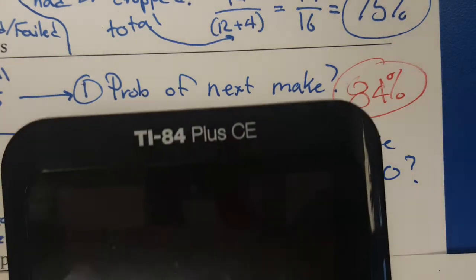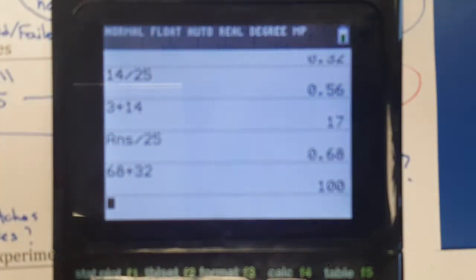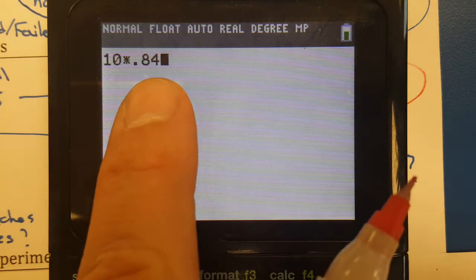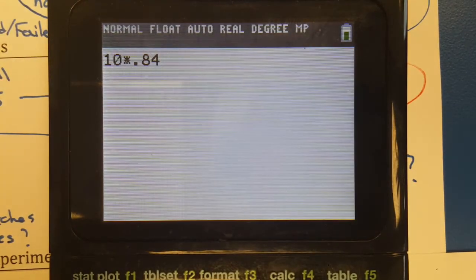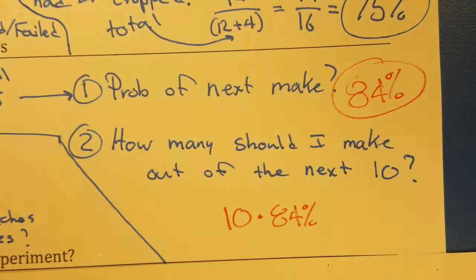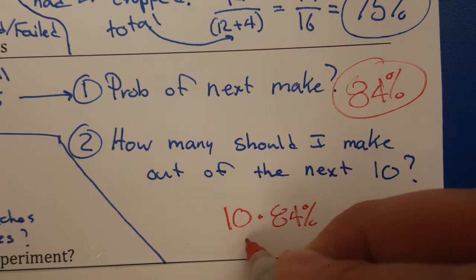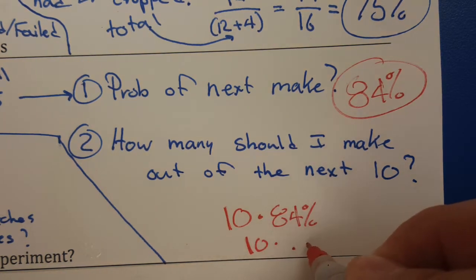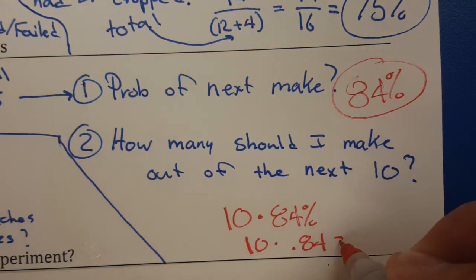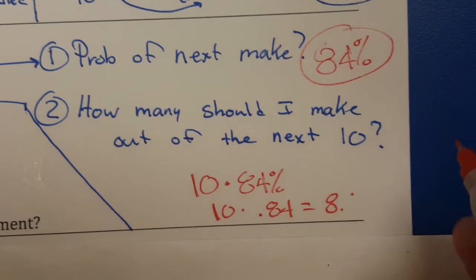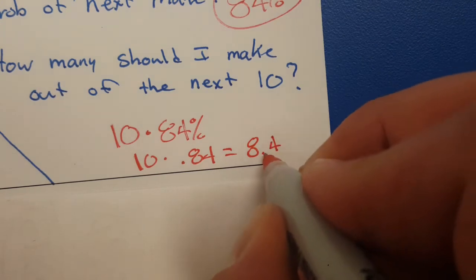How do you do that? Well, it's actually really easy. You would just change 84% to a decimal, okay? We don't really use percents in our calculator, so I'm going to try it 10 more times, and I'm shooting at 84%. Again, change that to a decimal. So I should make about 8, okay? 8's the closest. So I would go 10 times 0.84 equals 8.4, okay?